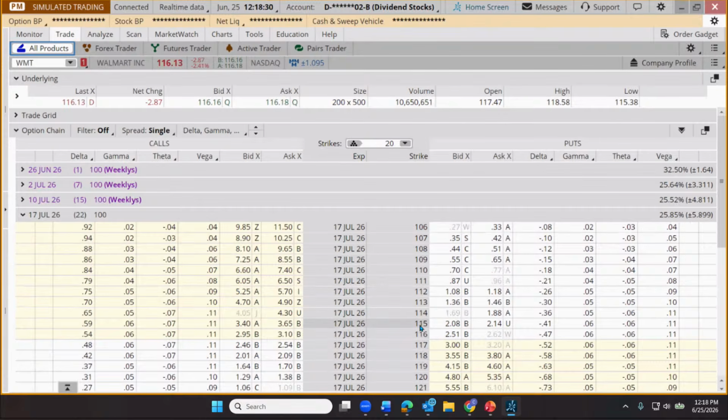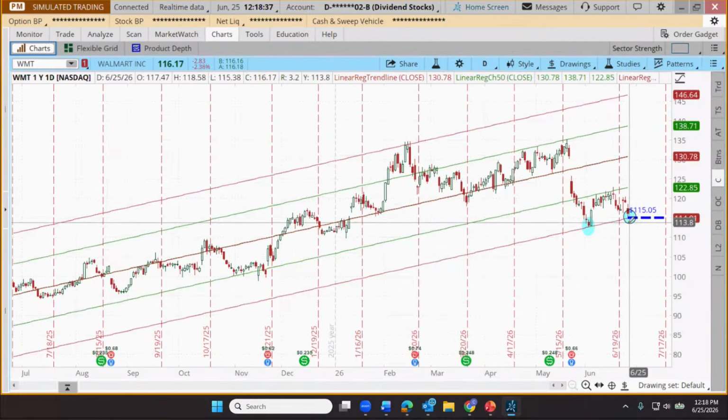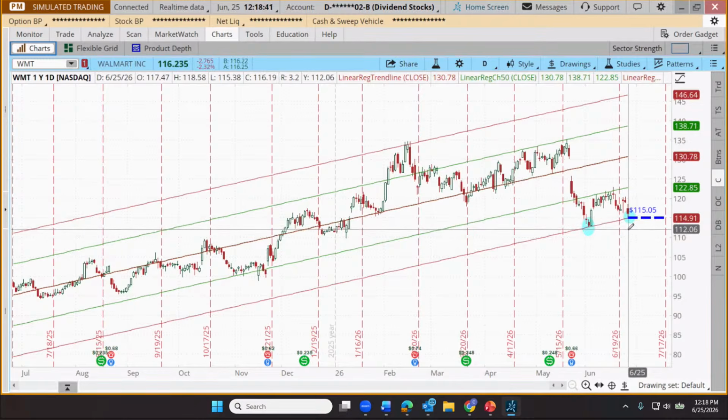So what if we do a $3 wide spread today? I'll sometimes do 2, I'll sometimes do 5. Let's talk about a $3 wide spread. So that would be 115 and 112. Shall I be precise here? Let me draw on these lines.